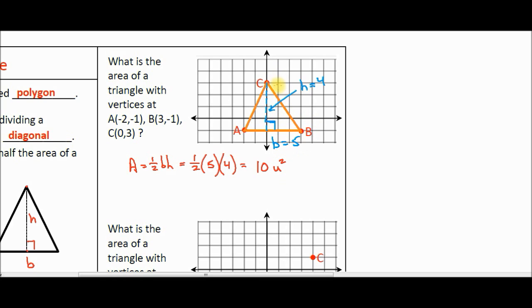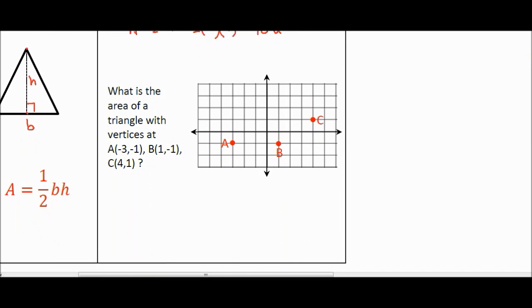The biggest mistake you'll make on a test is you'll forget to multiply this by 1/2, and you'll say the area is 20 units squared. So be careful. Remember, area of a triangle is 1/2 of base times height.